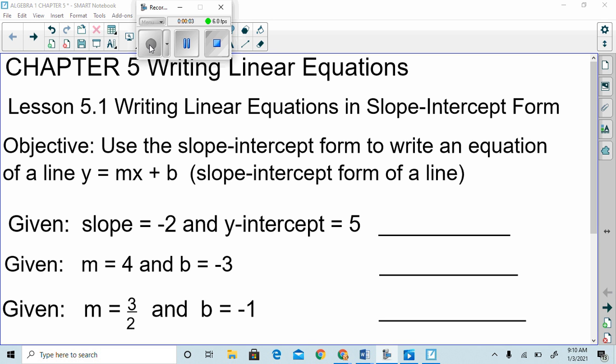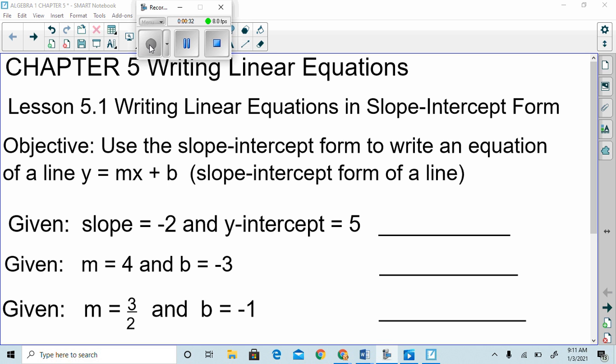In our last chapter, we were working on linear equations and their graphs, and we found there were a number of ways that we could graph a function. Now we're going to take this a little bit in reverse, and we're going to be writing the equations. We're going to be looking at graphs, we're going to be given certain information, and we're going to be asked to write the equations initially in slope-intercept form, and then we'll explore the point-slope form and standard form as well.